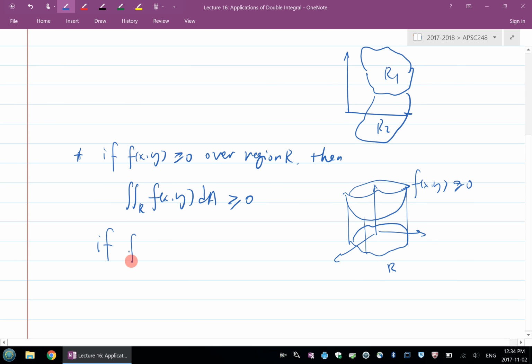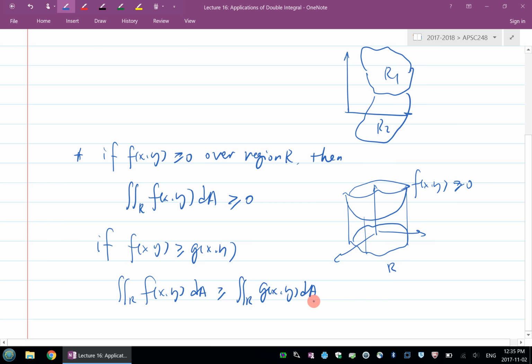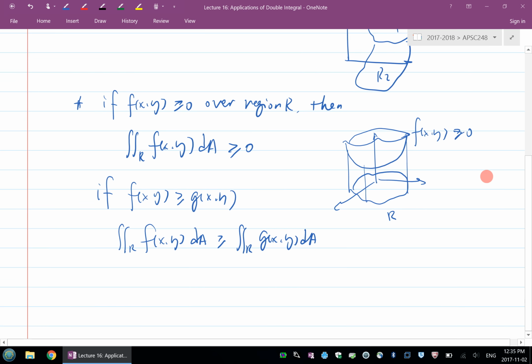And if this function is greater than another function, so you have another surface, for example maybe below this surface here, then the double integral of the first is guaranteed to be greater than the double integral of the second. So that's another property. Sometimes you can use that to give you a good estimation from the beginning.